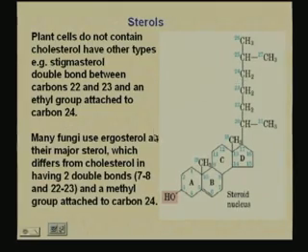In fungi, we have ergosterol, which is their major sterol. This again differs from cholesterol in having 2 double bonds, one again here in the B ring between 7 and 8 and again between 22 and 23 like stigmasterol, and instead of the ethyl group that was attached in stigmasterol, we have a methyl group attached in ergosterol. Okay. So, these are the different types of sterols that are commonly known.